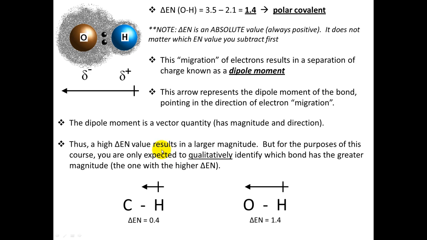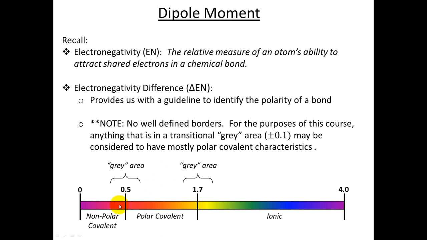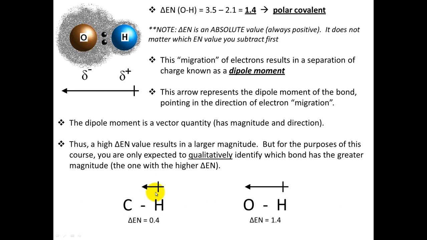Another thing you'll need to keep in mind is that the dipole moment is a vector quantity, meaning it has both magnitude and direction. Now, direction, I'm sure you all understand, but magnitude, well, let's take a look at this example over here. Carbon and hydrogen has a delta EN value of 0.4. That's a pretty low value on the scale over here. As such, it has a low magnitude. On the other hand, oxygen and hydrogen has a fairly large value of 1.4, somewhere around here, and so its dipole moment will have a much larger magnitude. So in both cases, we have the same direction, but different magnitudes.